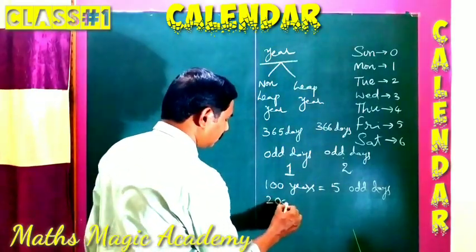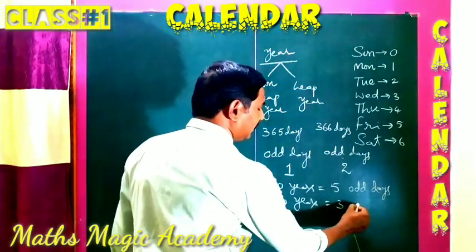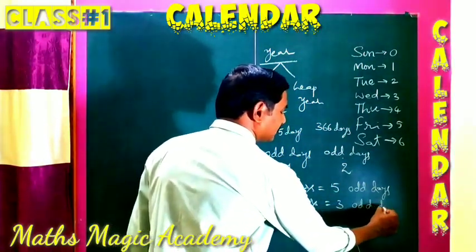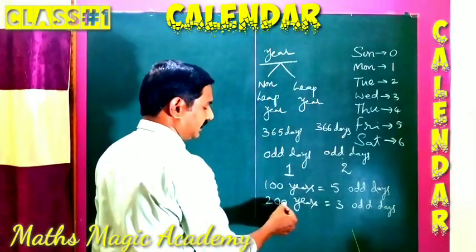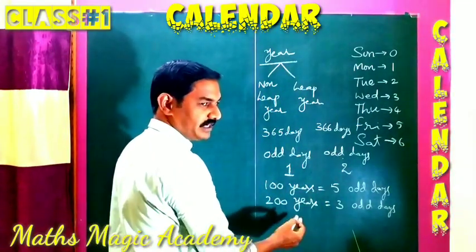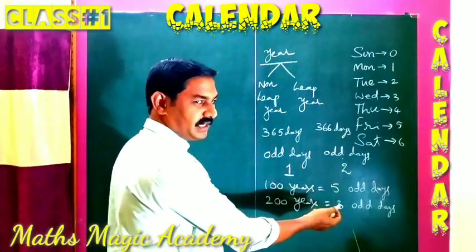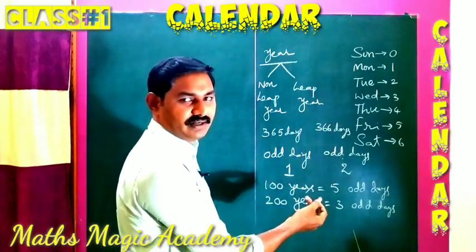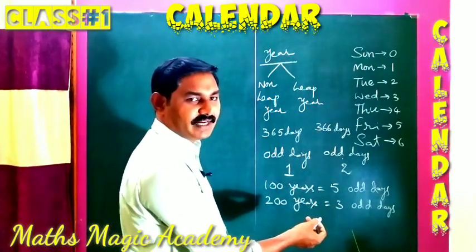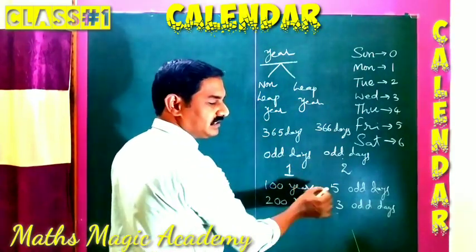Likewise, for 200 years, there will be 3 odd days. Just simple: 200 years means 100 plus 100. 100 years is 5 odd days, one more 100 is 5 odd days. 5 plus 5 is 10. If you divide 10 by 7, the remainder is 3. So the odd days are 3.